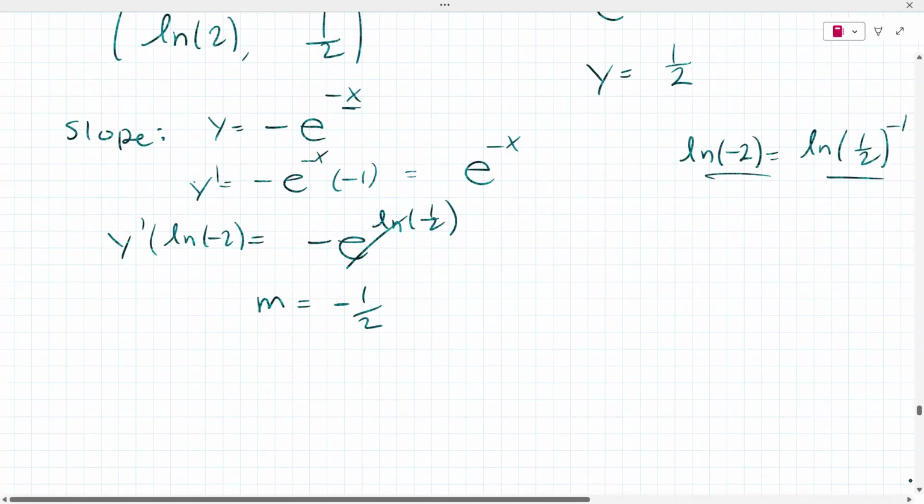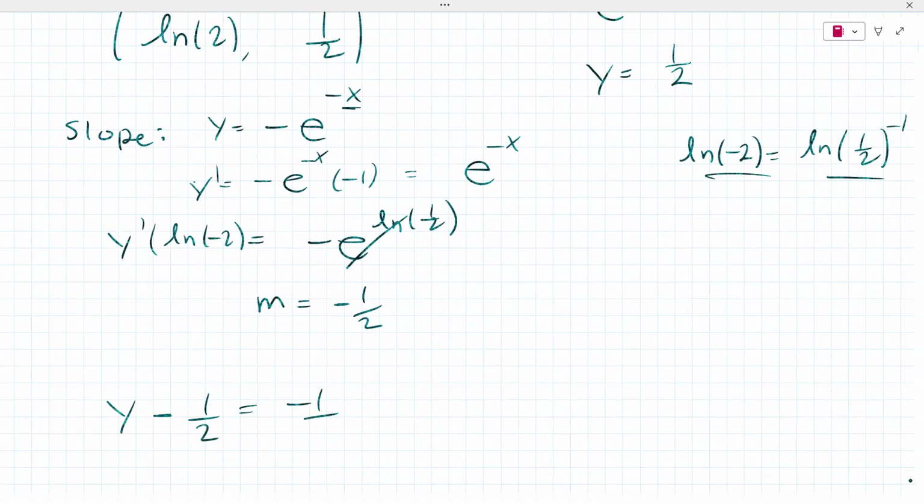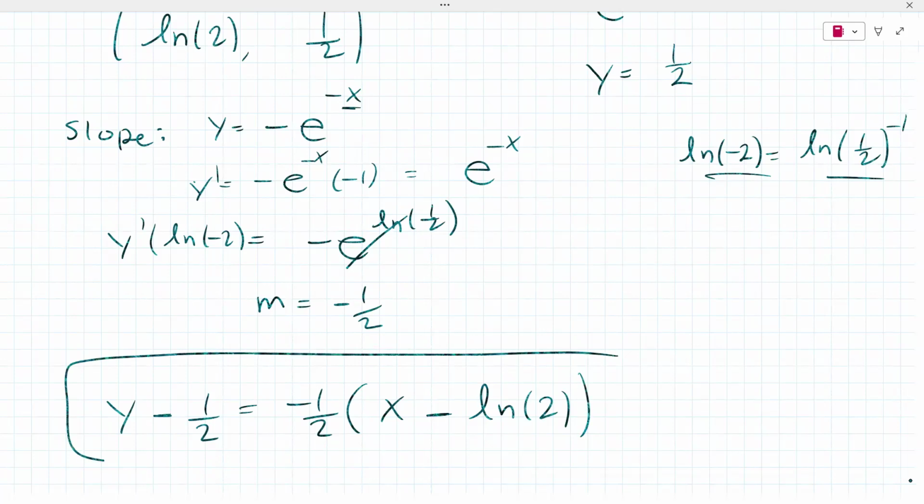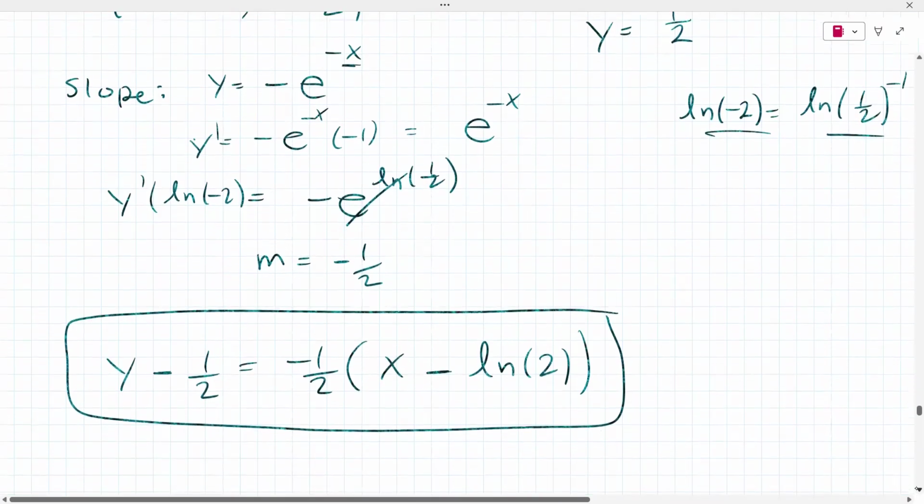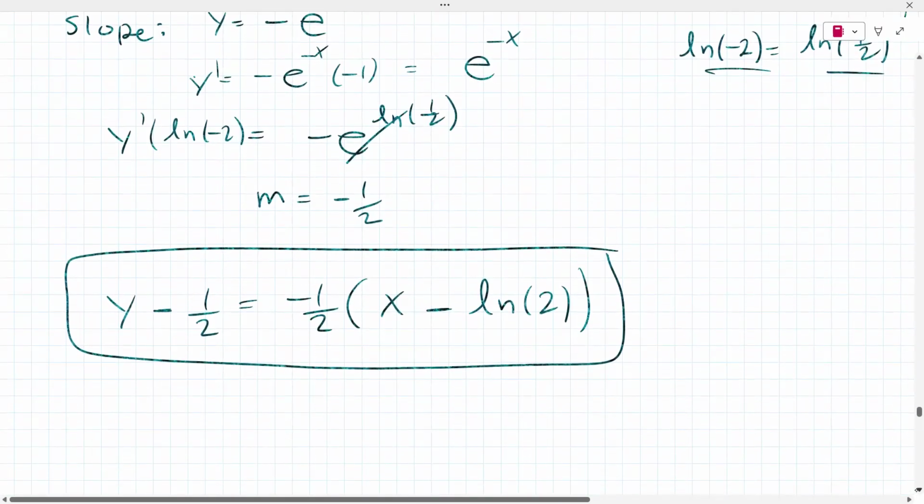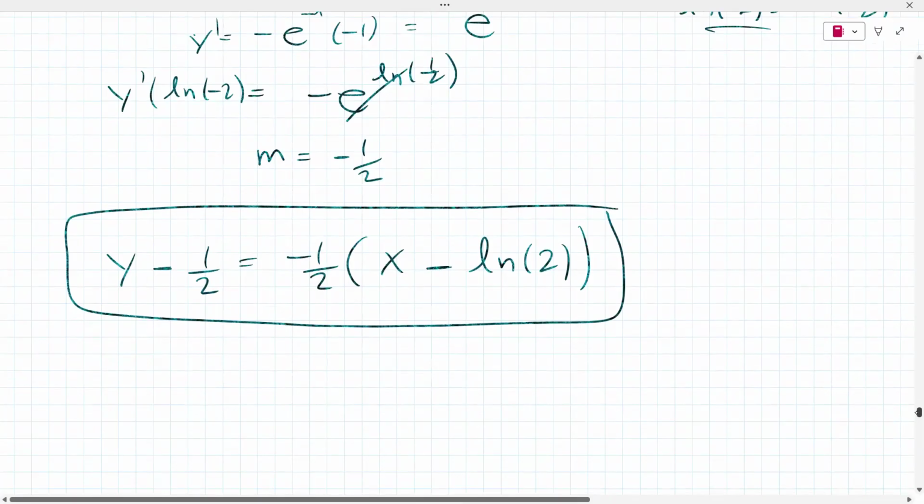Okay, so our final equation is going to be y minus y1, which is 1/2, equals -1/2 times x minus ln of 2. My final answer. Move on.